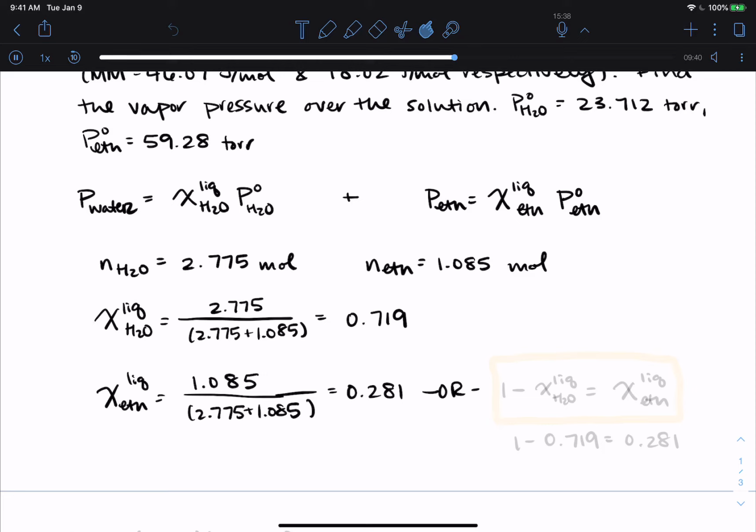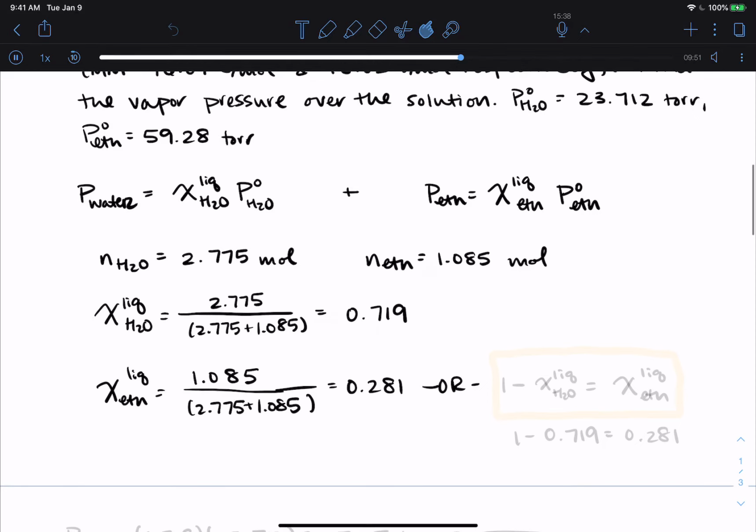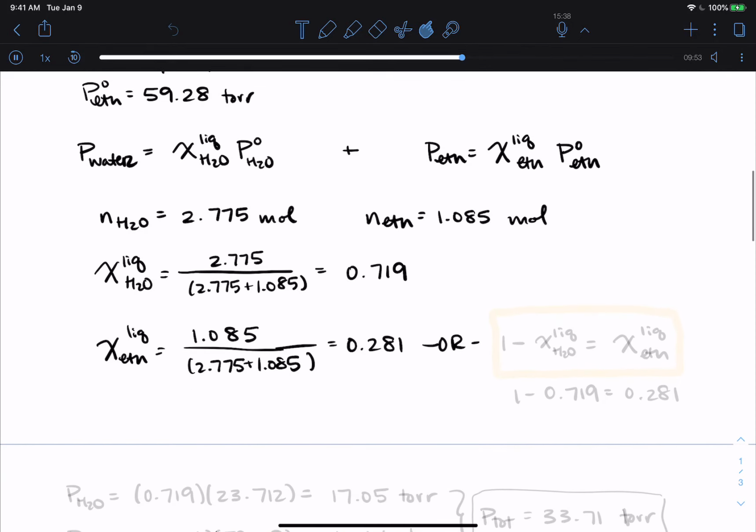or if you look at all of the things that we're including, we have two components in our solution. These mole fractions are just a percentage of composition. We just haven't multiplied by 100. So my two mole fractions here should add up to 1.